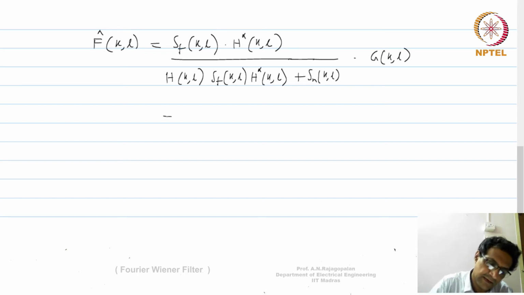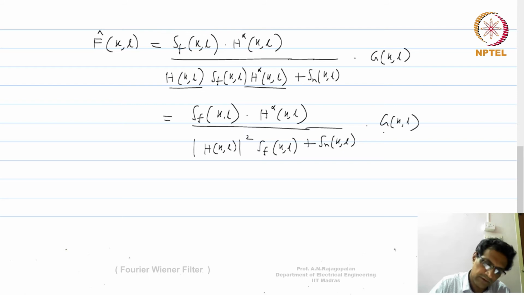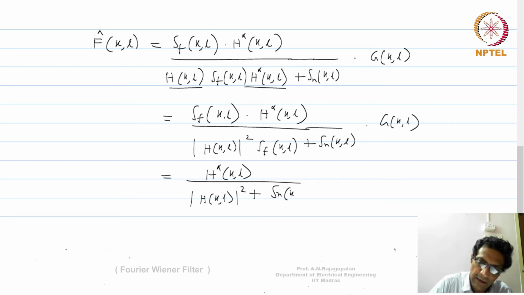This can in turn be written as SF of K comma L into H star of K comma L, upon magnitude H of KL squared, because you've got H into H star, SF of KL plus SN of KL, into G of KL, of course. Or, if you divide by SF of KL, assuming SF is not 0 anywhere, this is the most standard form: H star over magnitude H of KL squared plus SN of KL by SF of KL.